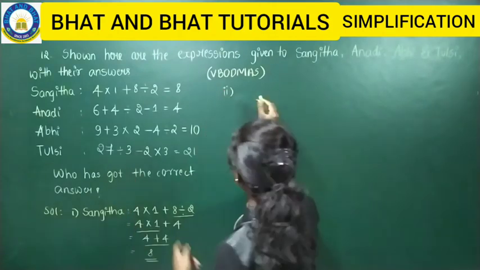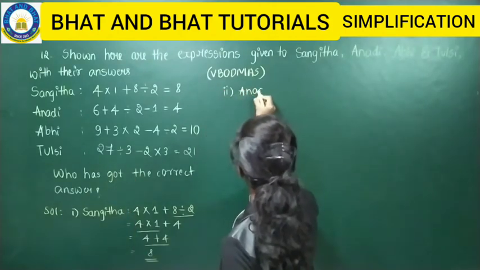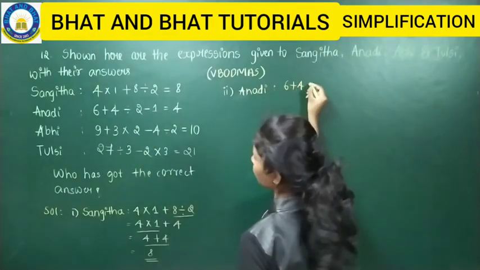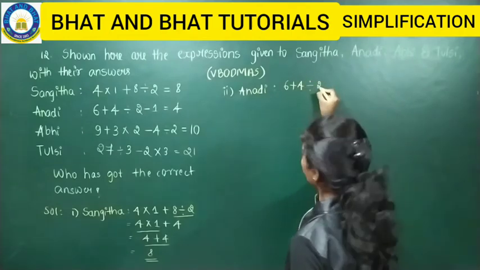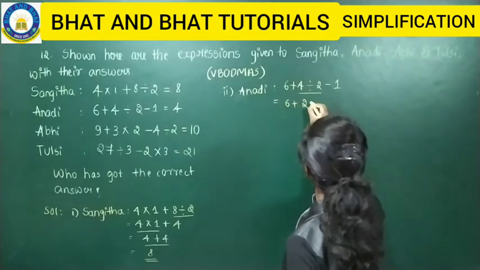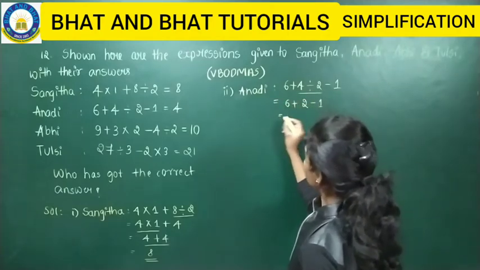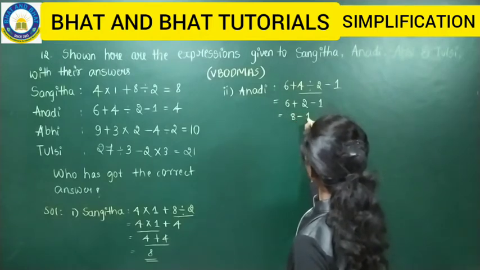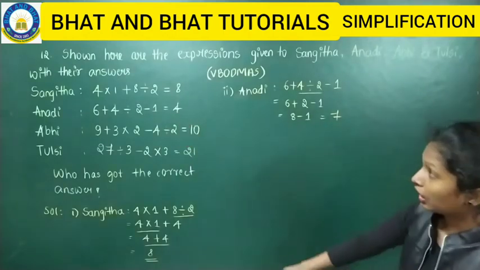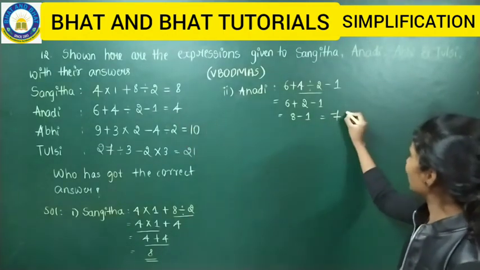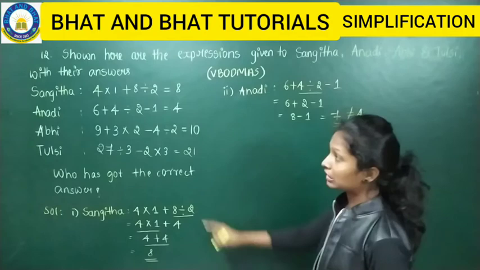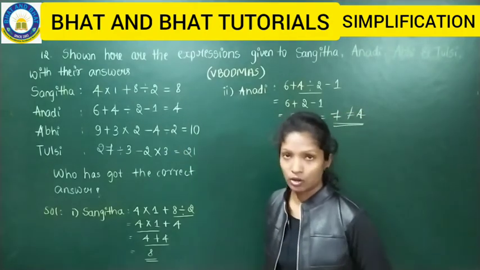We'll move on to Anadi now. What's her expression? 6 plus 4 divided by 2 minus 1. We'll solve this first. 6 plus 2 minus 1. Next is addition, right? 6 plus 2 is 8, and 8 minus 1 is 7. But what is the answer that Anadi has got? Anadi has got the answer as 4, whereas 7 is not equal to 4. That means whatever answer Anadi has got, it is the wrong answer.